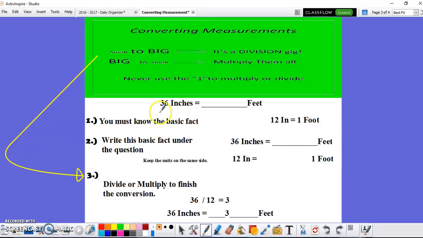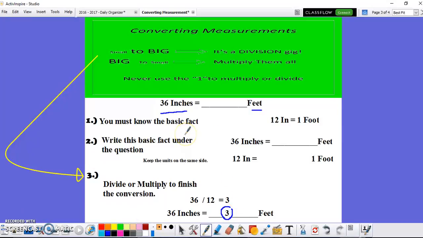Here's the example question. If I were given 36 inches and asked to convert it into feet, we need to follow these steps in order to determine that there are 3 feet in 36 inches. To get to this final answer down here, these 3 steps are all you'll need to know and follow. And if you follow them correctly, you'll always get the right answer.